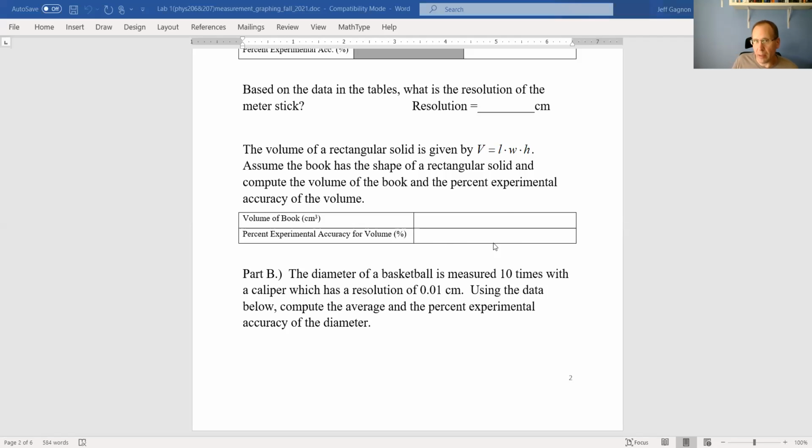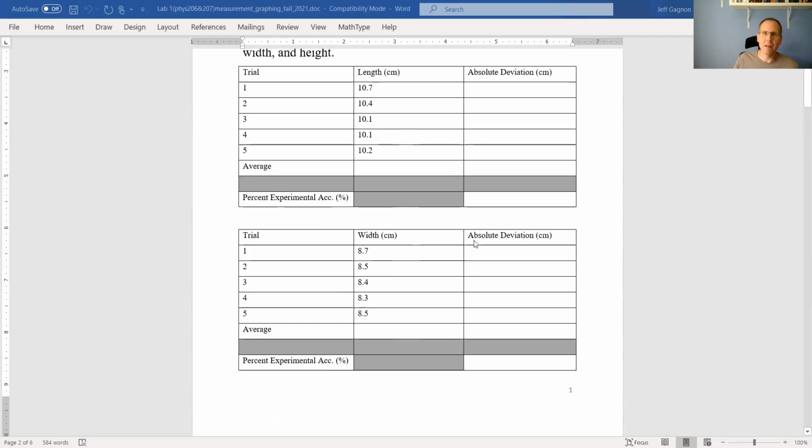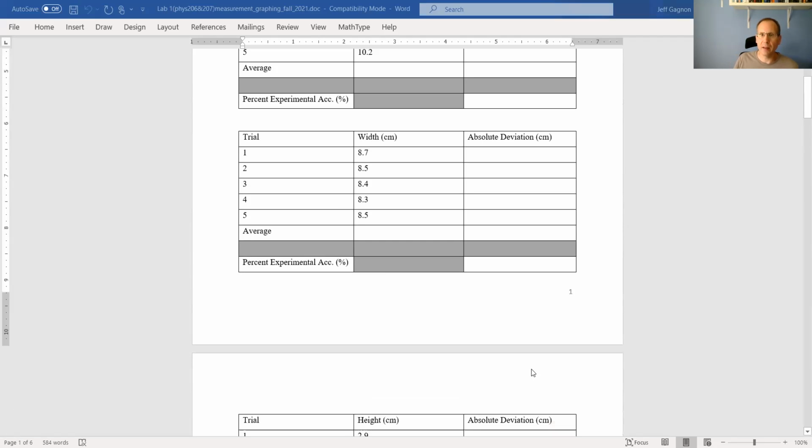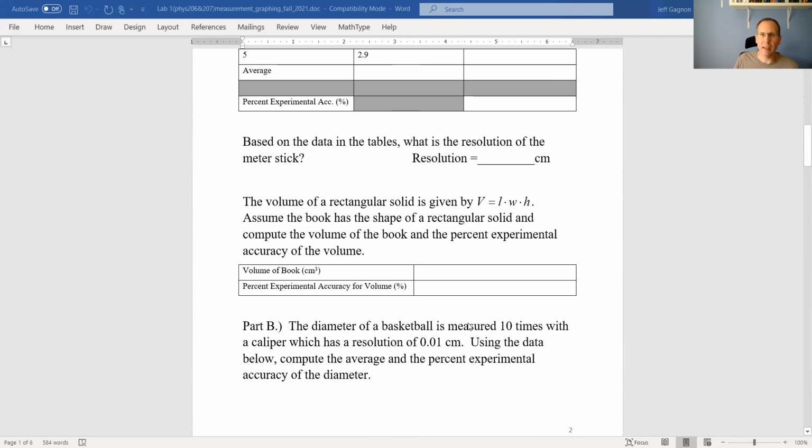Okay, so that will give you this answer, right? Basically, you're going to add this percent accuracy for the length, the one for the width, and then one for the height. If you add those three together, that will give you the accuracy for the volume here.